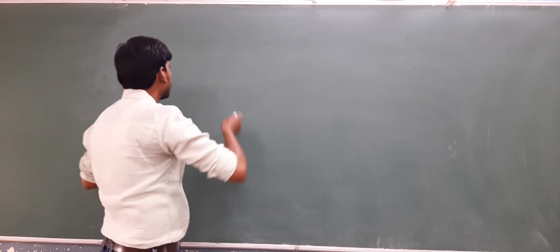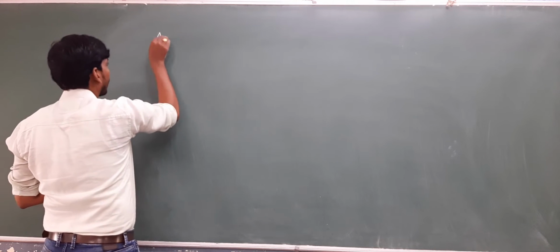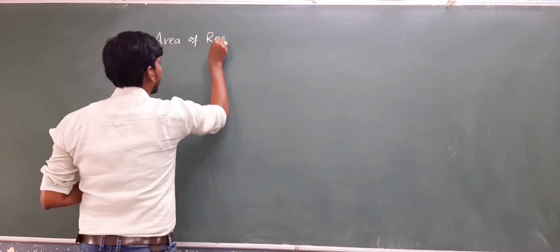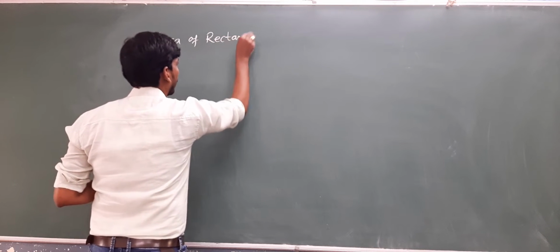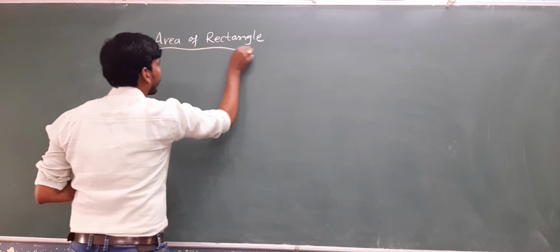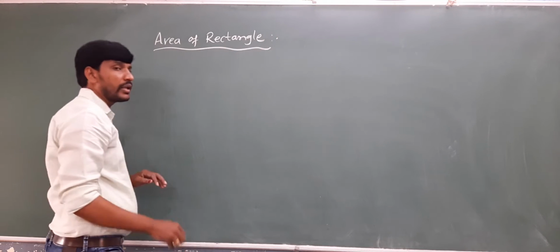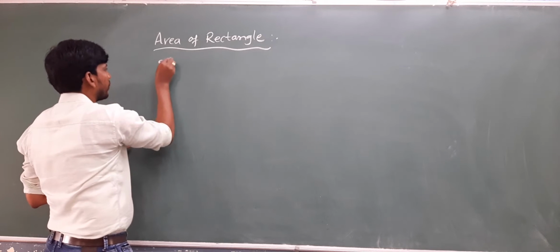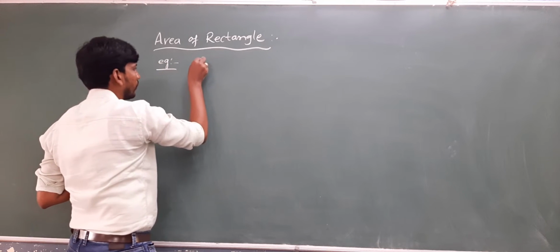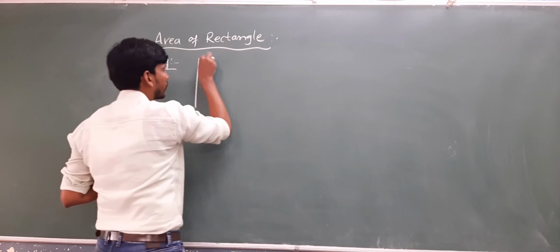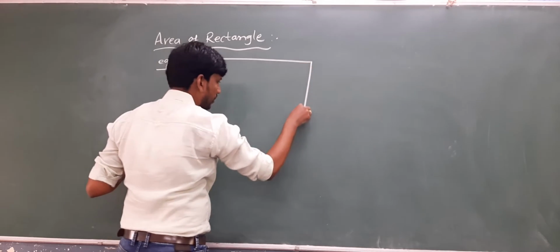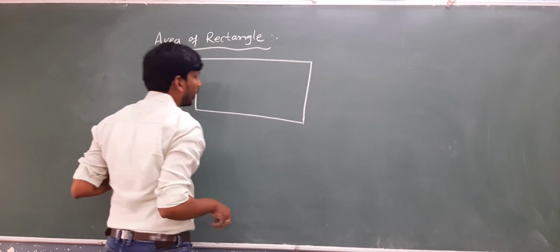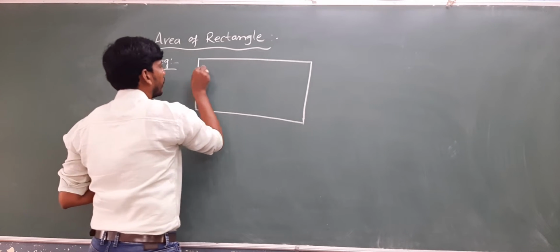Now let us discuss the area of a rectangle. See, we are going to discuss the area of a rectangle. We can derive the formula by counting the squares. Now let us take a simple example. A rectangle means opposite sides are equal. It has length and breadth.